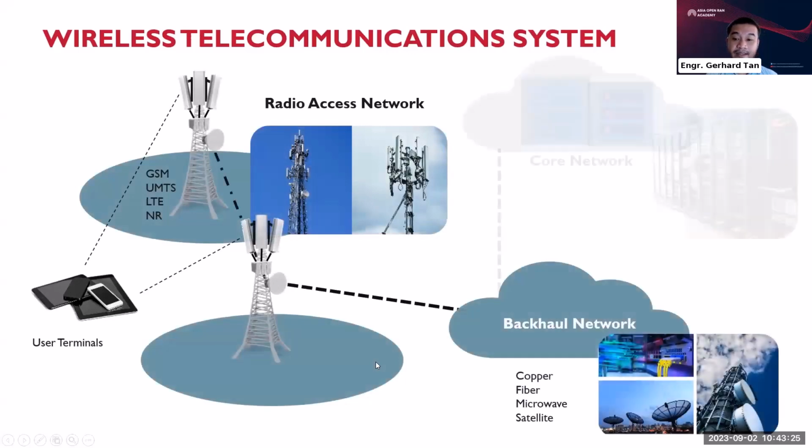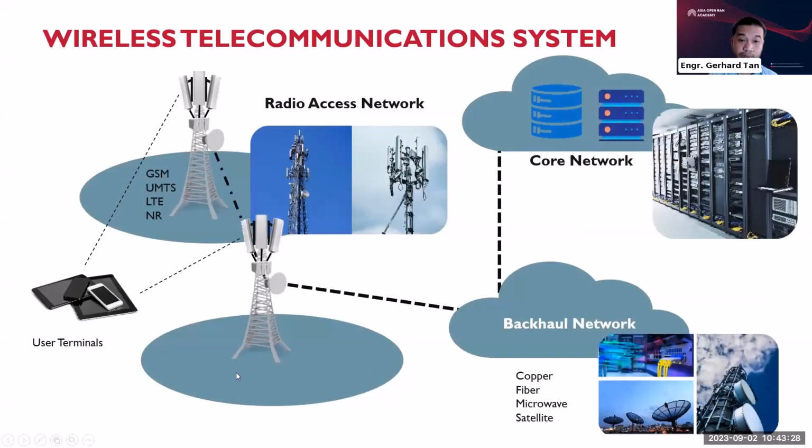So for a better understanding, let me zoom into the network architecture, a simplified version. You have your user terminal, which is your cell phone. And then depending on whichever is the best serving site, that's where your cell phone will camp. Assuming that you are in between two cell sites, where do I camp?